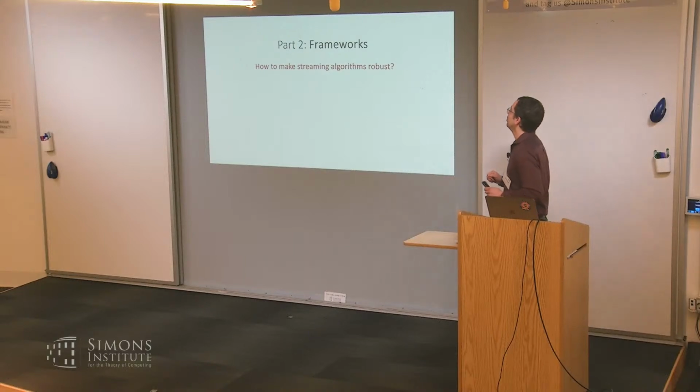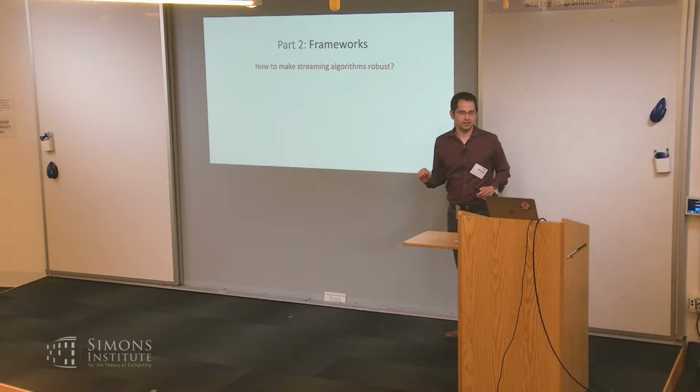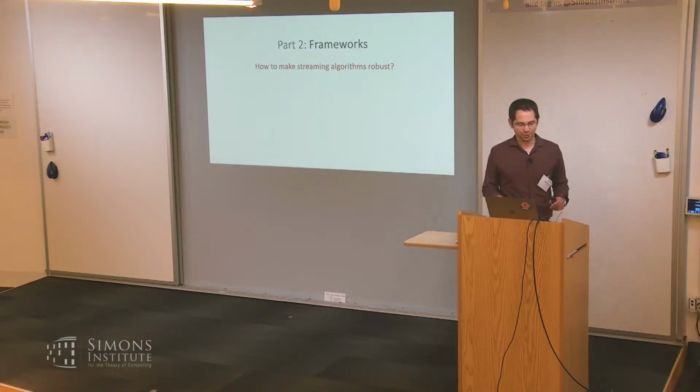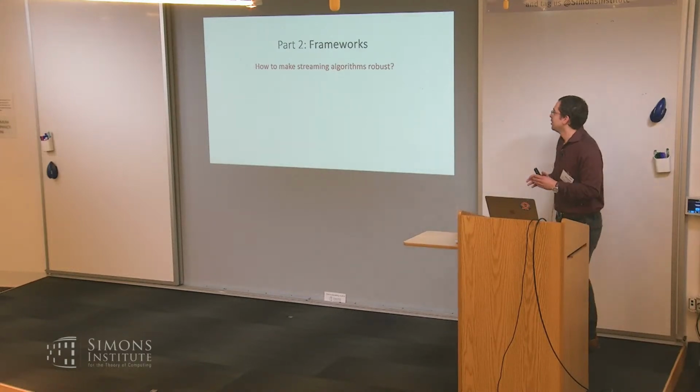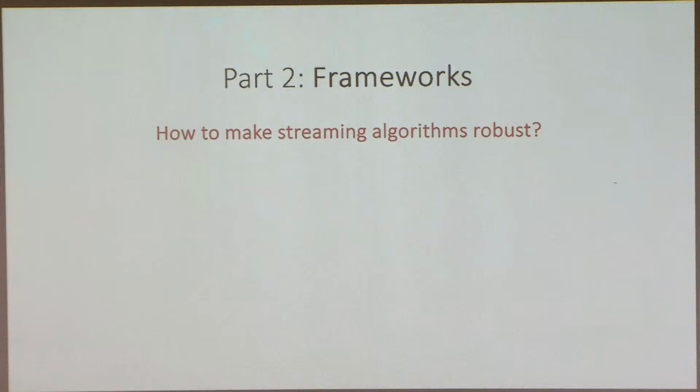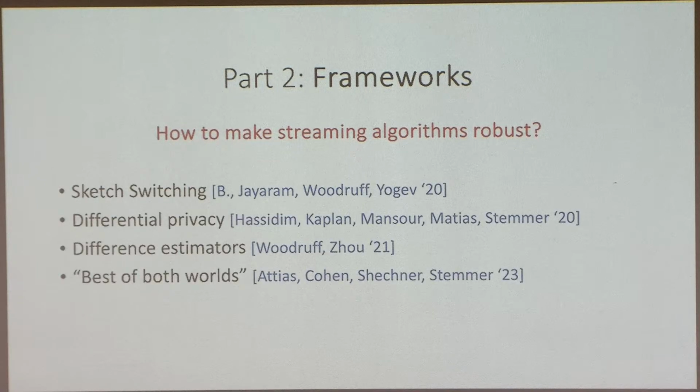Okay, so we've seen that linear sketching is completely not robust. So the next question is, what can we do to make streaming algorithms robust? Or whether there are techniques to make streaming algorithms robust. The good news is that there are some techniques. They work in many cases, not always. They don't always work very well, but in many cases they work pretty well.